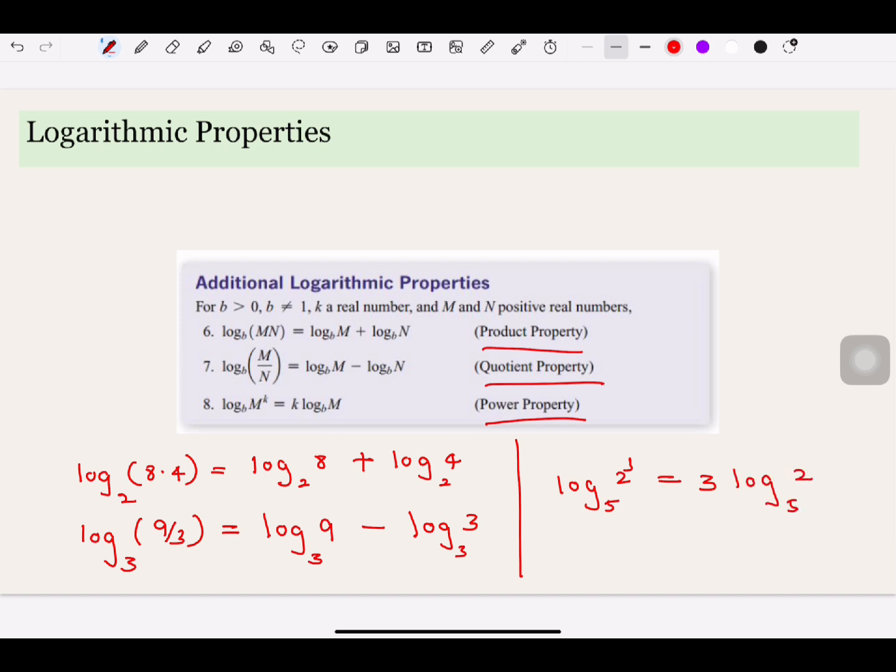So in summary, we have 3 important rules and they are called product, quotient, and power rule. In the product rule, multiplication becomes addition, in the quotient rule, division becomes subtraction, and in the power rule, the exponent comes to the front. So let's try some examples where you can use these properties.